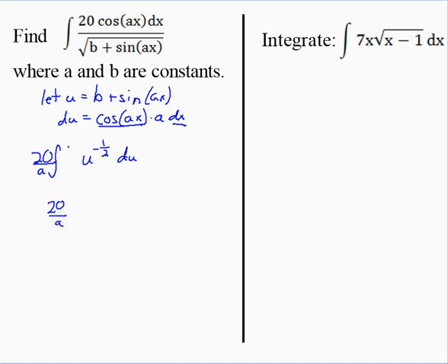This is going to be u to the 1/2, and have this 2 out here, plus c, and we'll go ahead and multiply this out and resubstitute in what u is equal to. So we have 40 over a, u to the 1/2, well, we know that's square root, so square root of u, which was b plus sine ax.